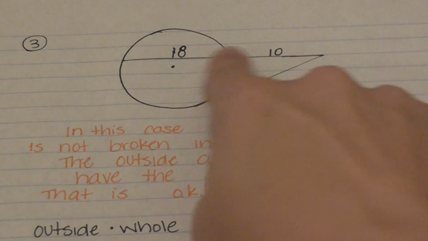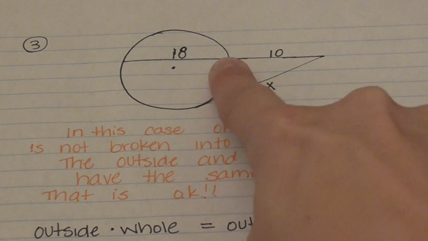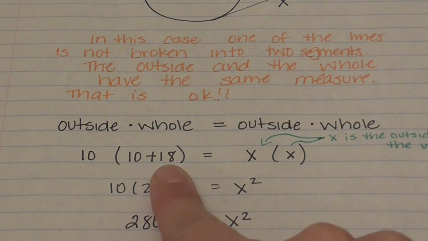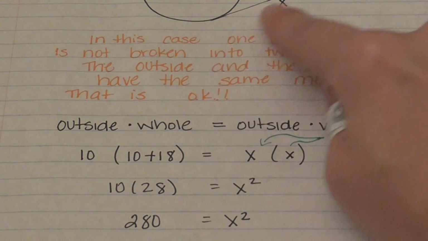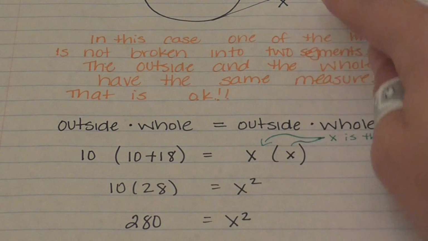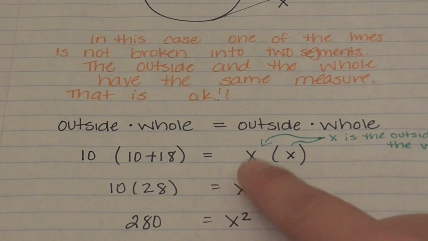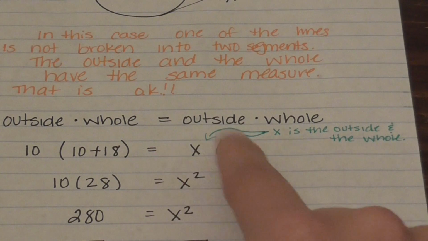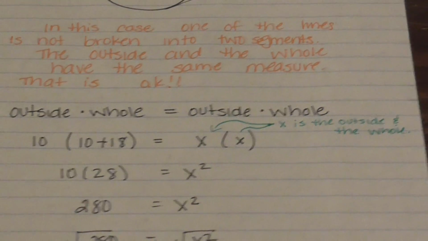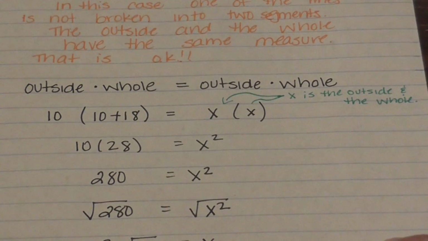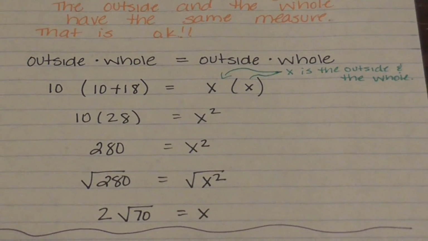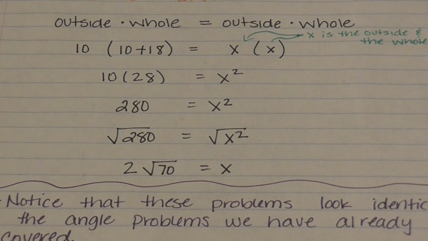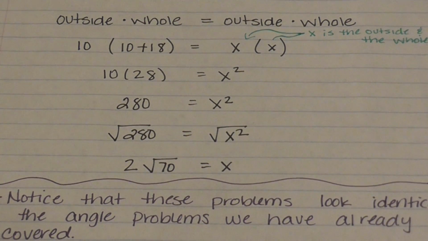For the top line, the top segment, outside is 10, your whole is 10 plus 18. So 10 times 10 plus 18 equals outside, which is x, times whole, which is also x. So it would just be x times x. And right here I have x is the outside and the whole. So it's going to go in both spots. So 10 times 28 equals x squared. 280 equals x squared. Square root of 280 simplifies down to 2 square roots of 70 equals x.